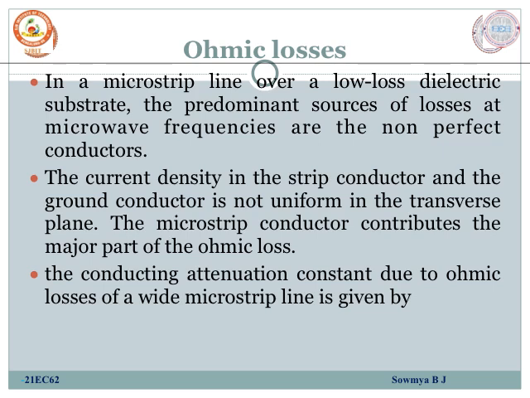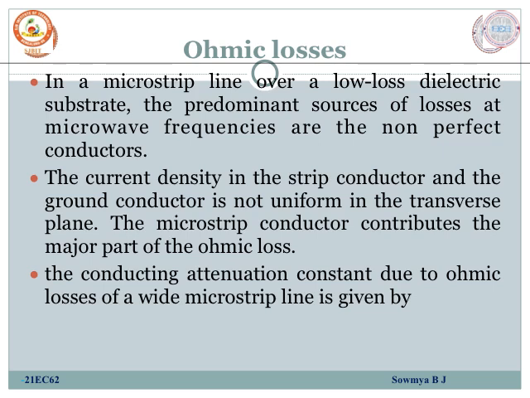Now let us discuss the second type of losses called ohmic losses, which occur due to the conducting material. In a microstrip line over a low loss dielectric substrate, the predominant sources of losses at microwave frequencies are the non-perfect conductors. The current density in the strip conductor and the ground conductor is not uniform in the transverse plane. So the microstrip conductor will contribute the major part of the ohmic loss.